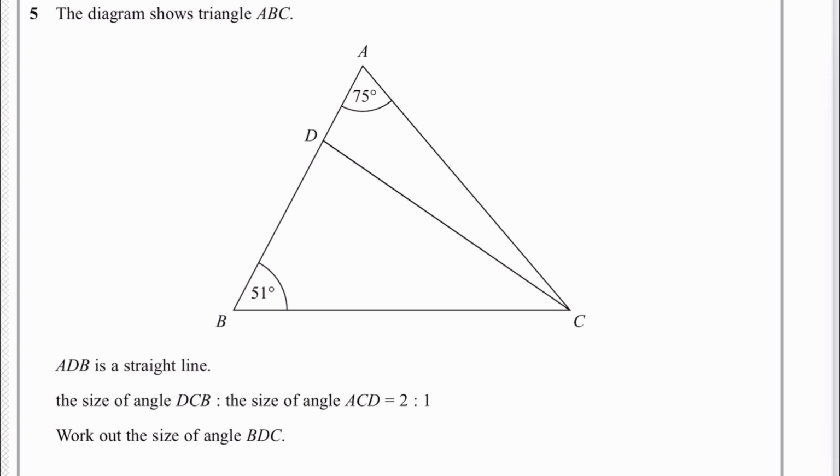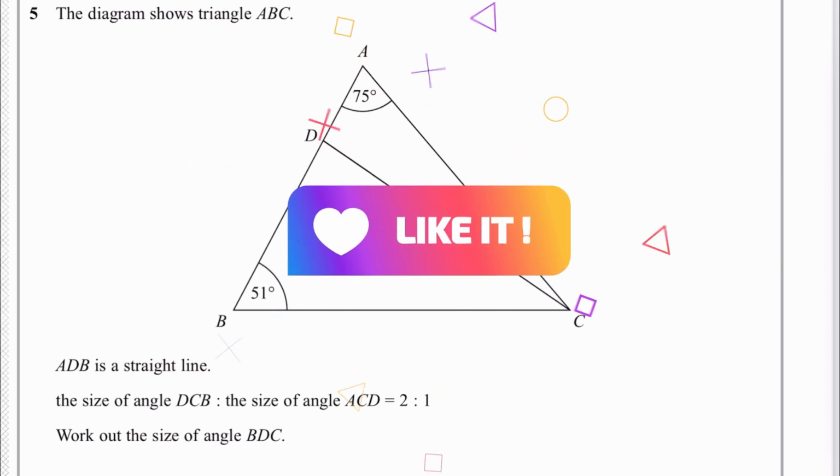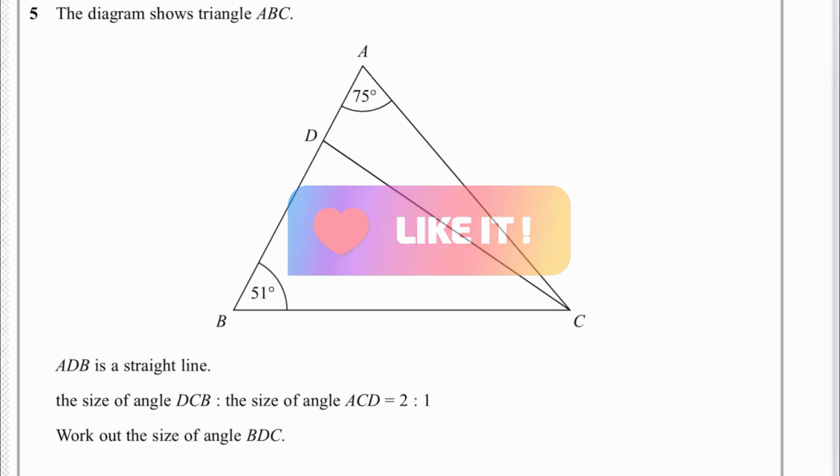Okay, so let's move on then to question number 5. Now, the important thing with question number 5 is that it says the size of angle DCB to the size of angle ACD is the ratio of 2 to 1. So what we're basically saying is that ACD, if that was X, then the value of DCB would actually be double that, which is 2X. Now, it's important because that will allow us then to find a value for X on this particular triangle.